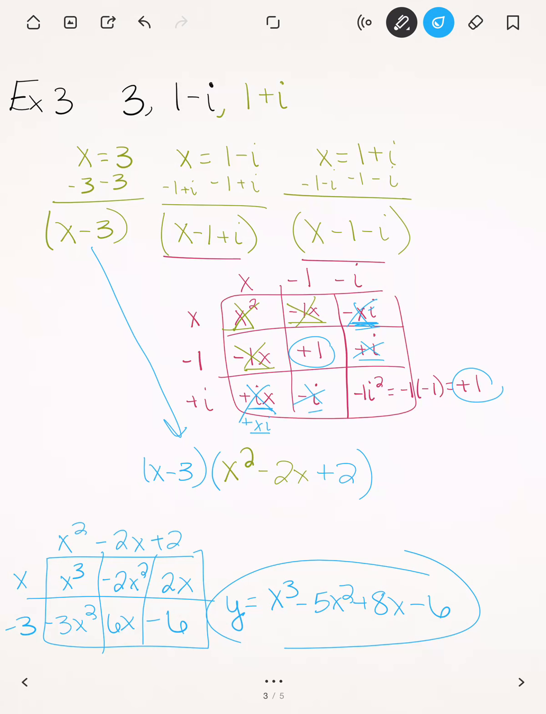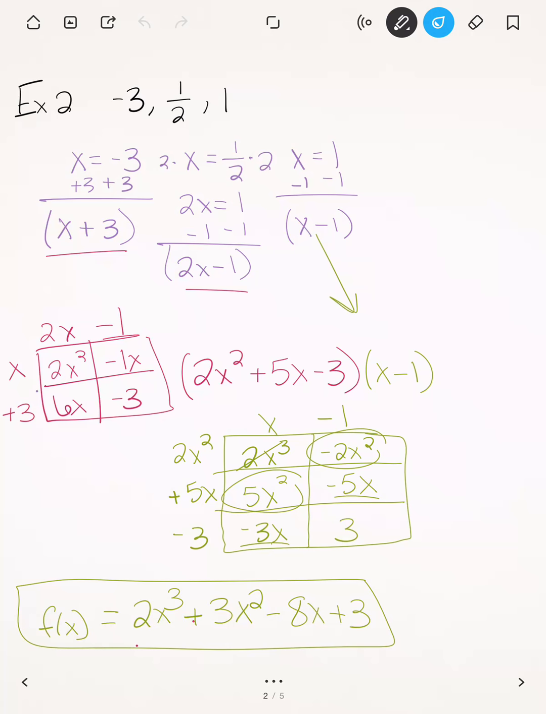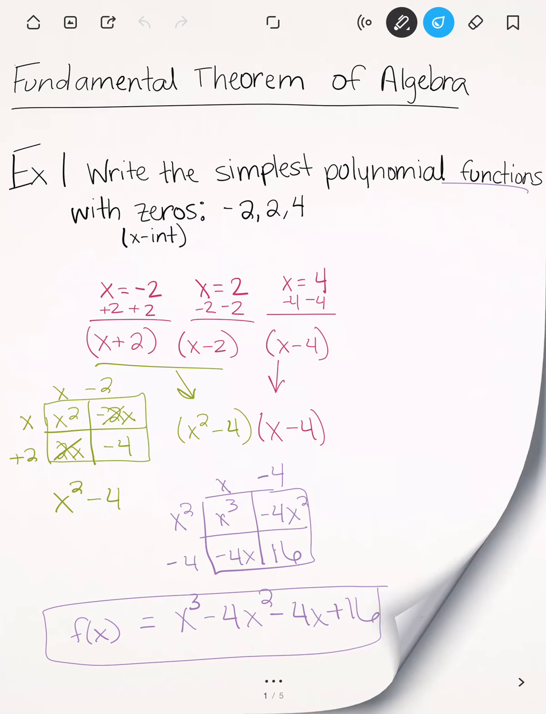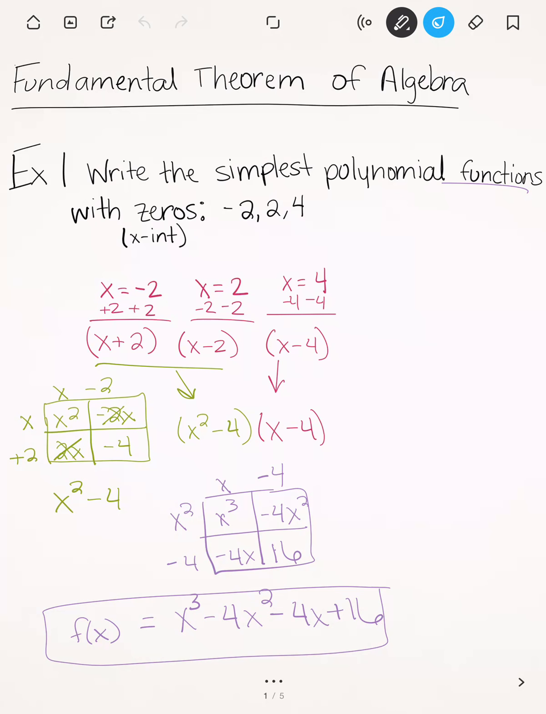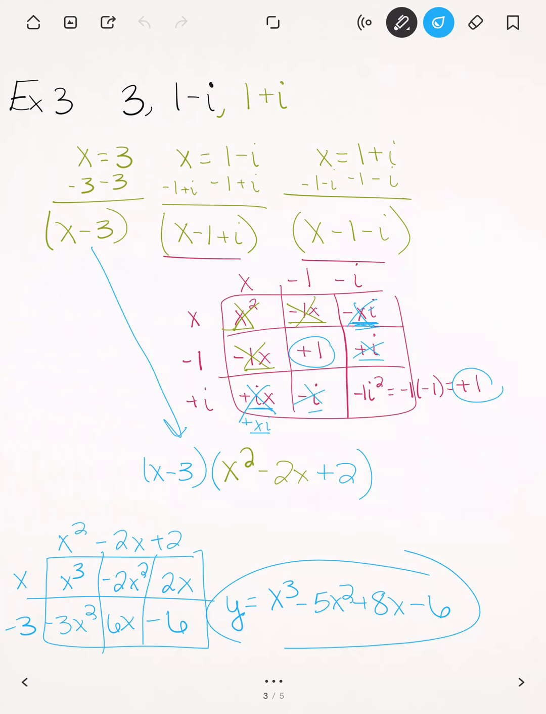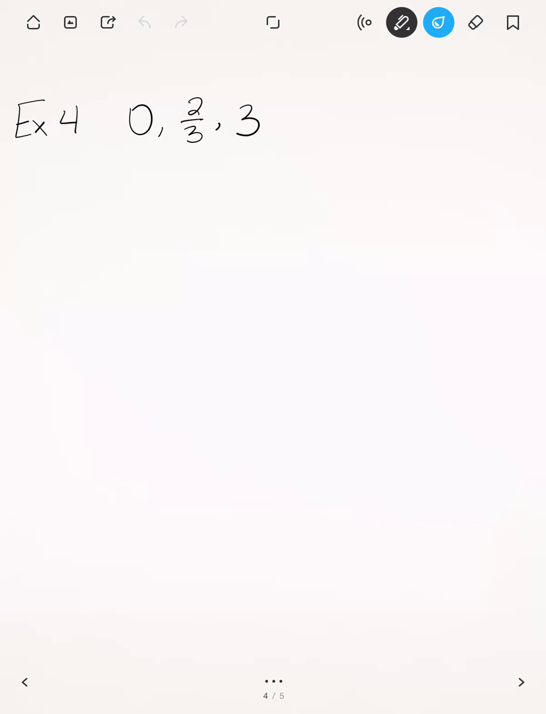So one thing that we should notice from this example and example 2 and example 3: I started with 3 factors. My answer, my function, has an x cubed. If I go back, I had 3 factors, 1, 2, 3. Again, my function was cubed. The first example, I had 3 factors. My function was cubed. So depending on how many zeros you have, that means your exponent should also be the same. So if I had 4 zeros, I would expect to have an x to the 4th power for my final function.